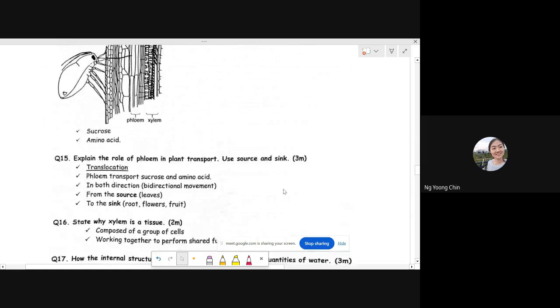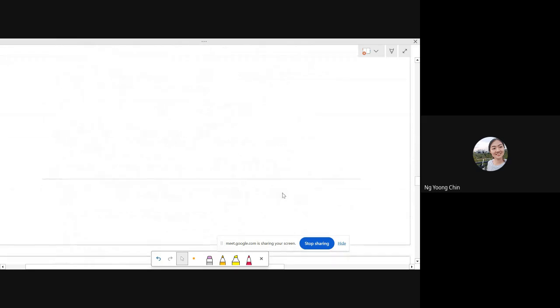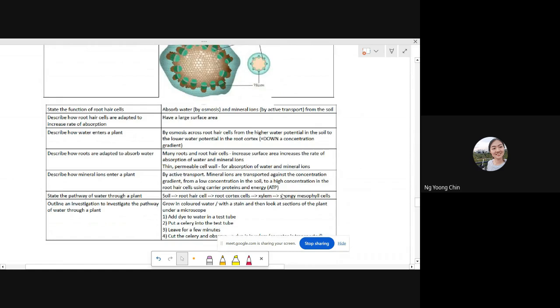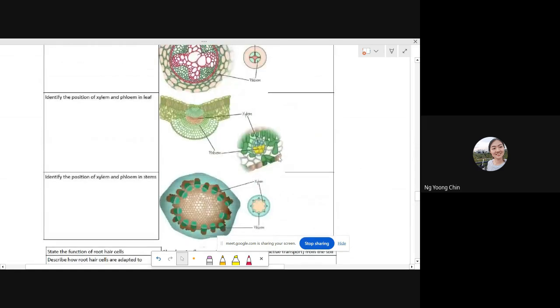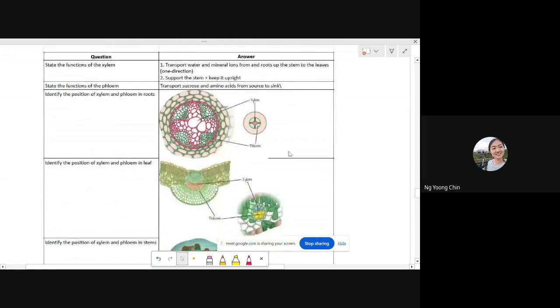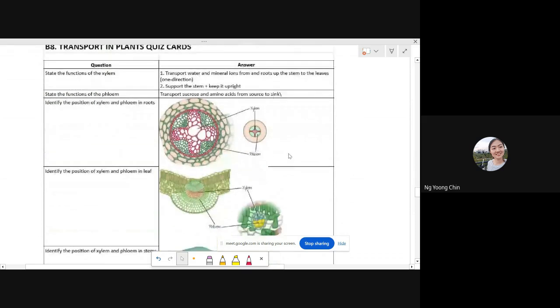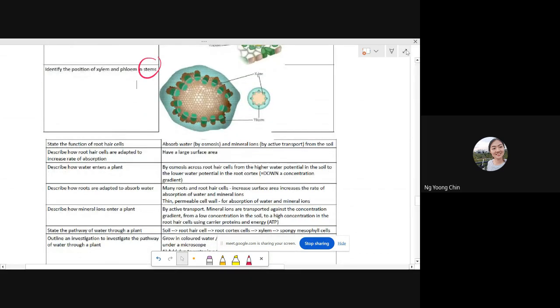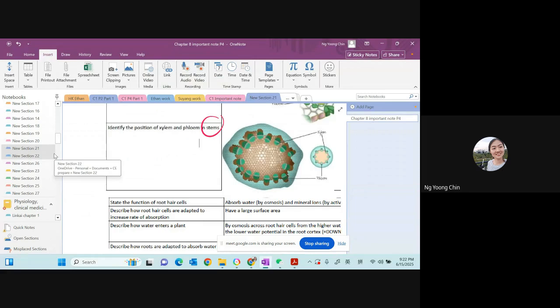Okay, so actually this chapter is a very, very simple chapter. I hope it doesn't feel boring for you. Okay, and then see this one. This one we also have a look. You can see this is the xylem and phloem in the roots, leaf, and stem. So you should remember their orientations. Okay, so we finished chapter 8.